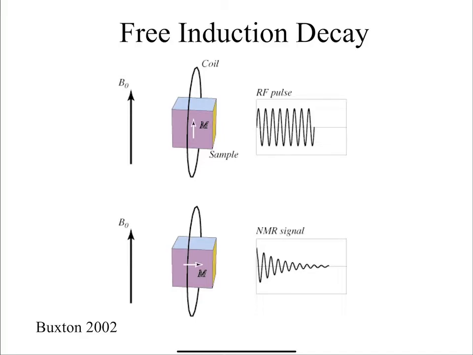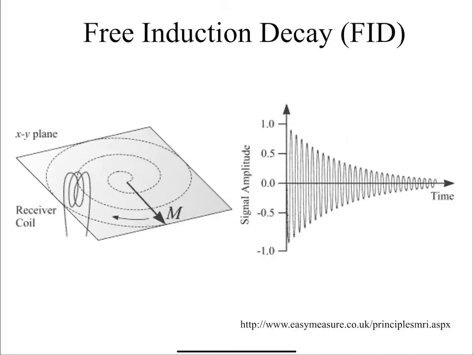There are two main things that happen. One is this is its equilibrium position, so it's going to want to return to this position. We excite it, it does this, but eventually it's going to go back to here. That process is fundamental to all of MRI. The decay of the magnetization is called free induction decay, so when you hear the term FID, that's what it refers to.